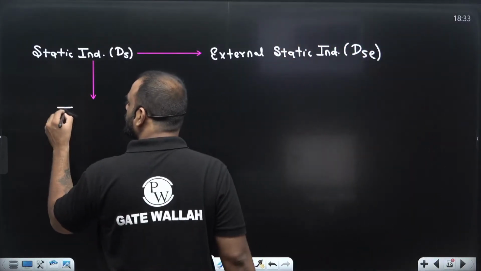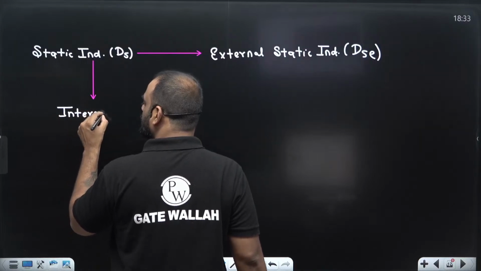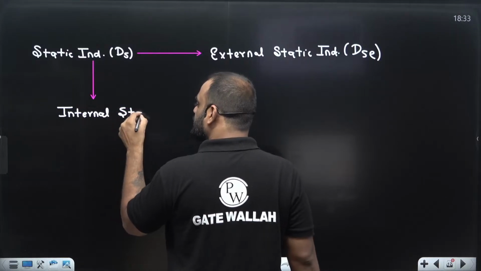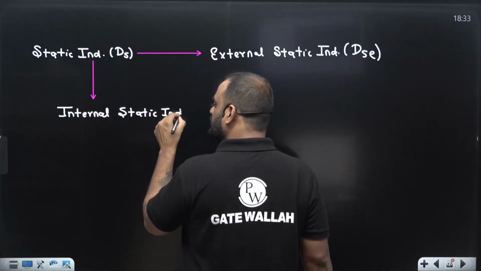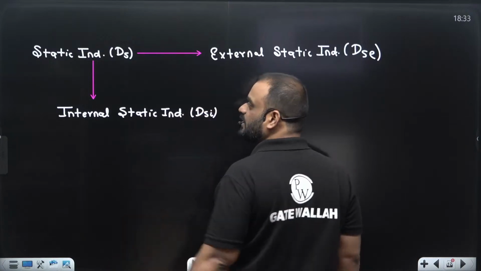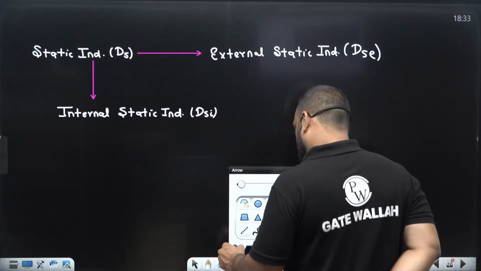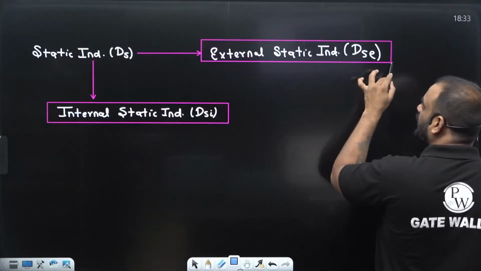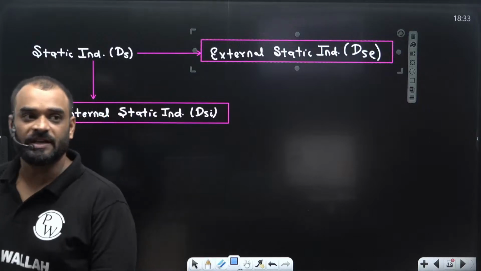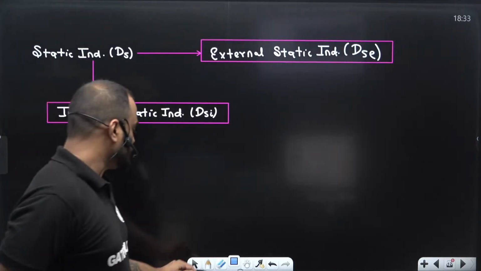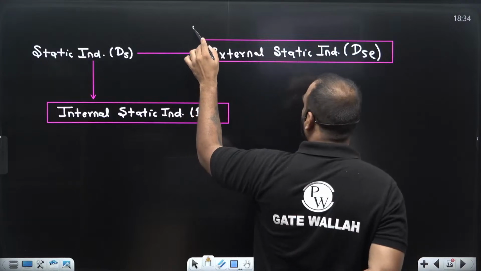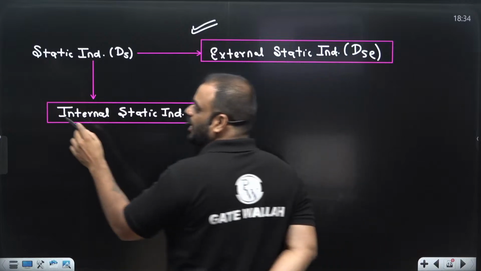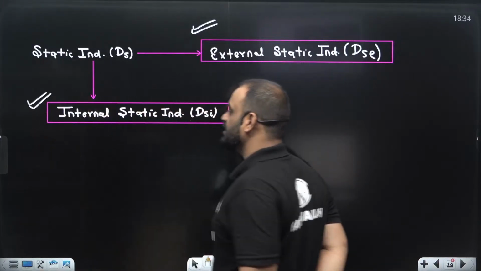Similarly, we have internal reactions, due to which there is one more term known as internal static indeterminacy, which is DSI. This is the total number of unknown internal reactions, while DSE is the total number of unknown external support reactions present in a structure. Now we'll try to understand how to calculate external static indeterminacy, then internal static indeterminacy for a structure.